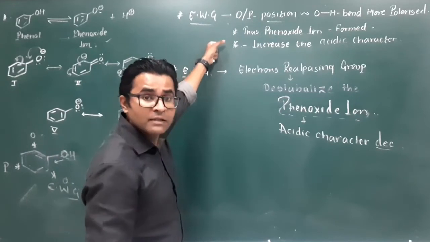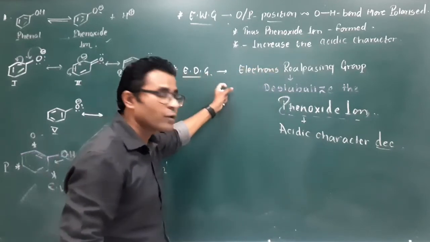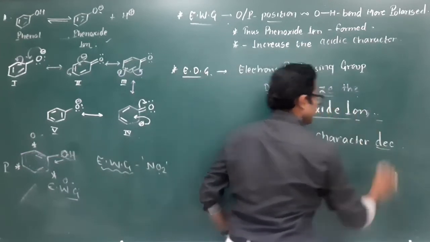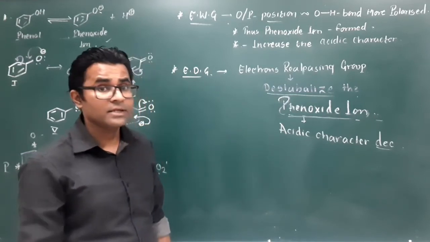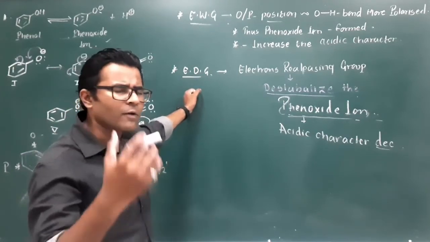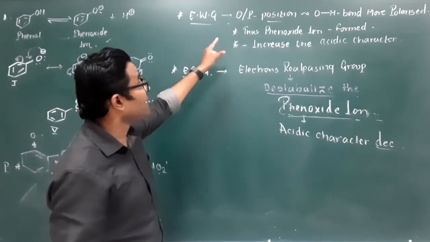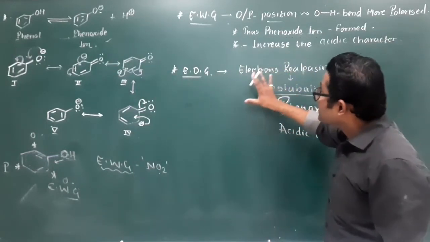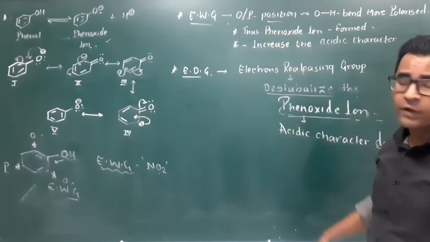Electron withdrawing groups enhance the stability of the phenoxide ion, while electron donating groups, or electron releasing groups, destabilize the phenoxide ion. Once the phenoxide ion is destabilized, the acidic character decreases when an electron releasing group is attached to the phenol. But the attachment should again be at the ortho or para positions, right? So this is about the effect of electron donating and electron withdrawing groups.